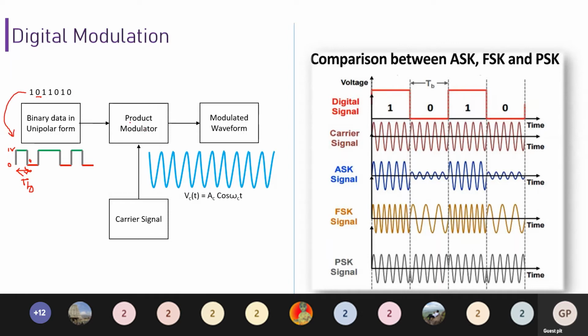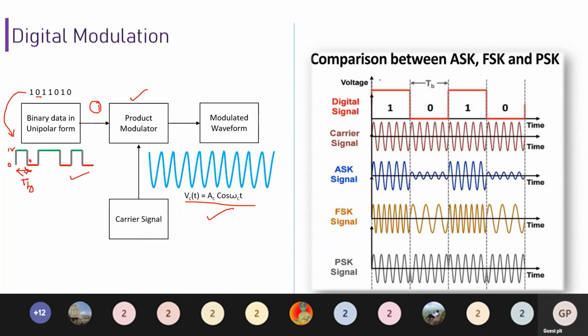This unipolar waveform will be given as one input to a product modulator. That is the original message data, and the second signal to this product modulator will be the carrier signal, which is an analog waveform. So the message is in digital form, whereas the carrier signal is in analog form.